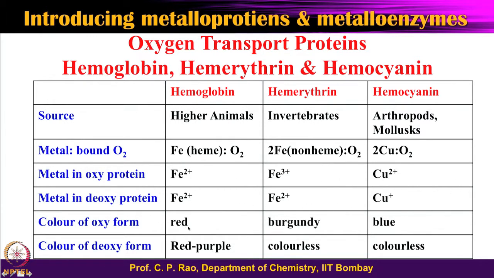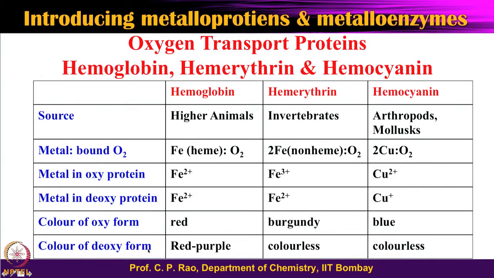Now come to the color aspects of it. Oxy form: in the case of blood, we know very well blood is red, in hemerythrin it is burgundy, and in hemocyanin it is blue. So these are called the blue blood animals. The arthropods and molluscs are referred to as the blue blood animals. We are red blood animals.